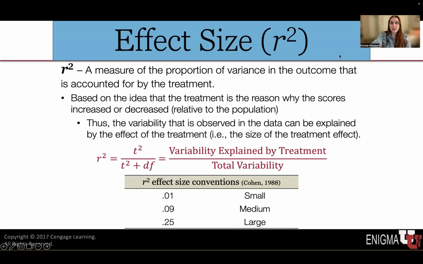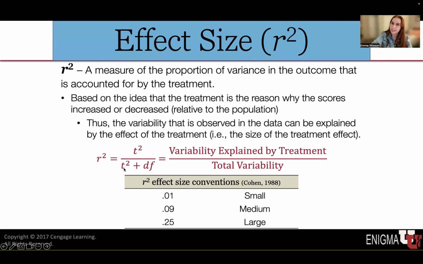Another way that we can measure effect size, especially with a t-test, is by r squared. This is a slightly different way to measure effect size, and it also is going to have some different conventions. R squared is actually the measure of the proportion of variance in the outcome that is accounted for by the treatment. In other words, it's how much variance in our sample is due to treatment versus just normal variance between people. It's quantifying that number. And it's based on the idea that the treatment is the reason why the scores have increased or decreased relative to our population mean.